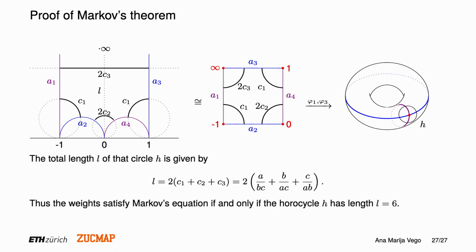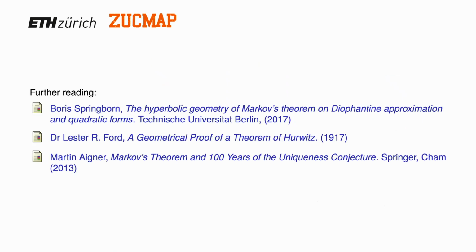Okay, so that's fairly complicated, but here are some references. If you want to check it out, you can look at this paper by Boris Springborn, which gives you the geometric proof of Markov's theorem. If you want to look at Hurwitz theorem geometrically, there's also this paper by Ford. And Aigner also has a nice book on the topic and on the uniqueness conjecture and how far we went until 2013.